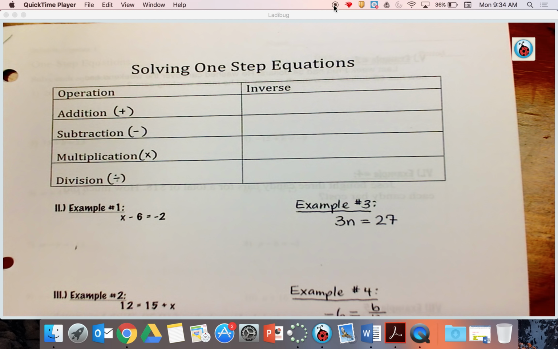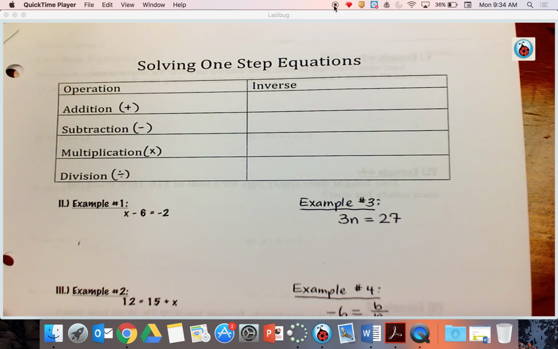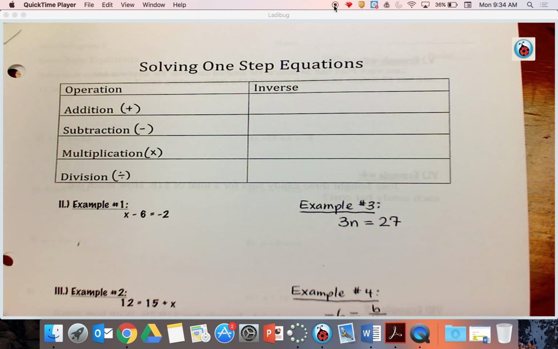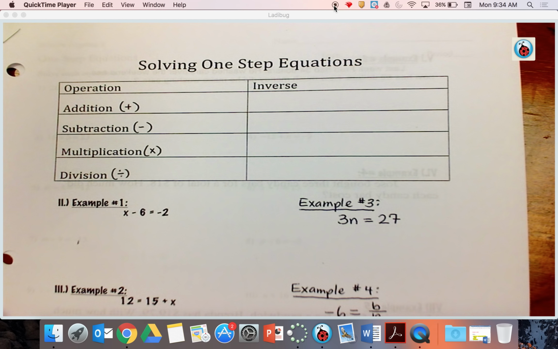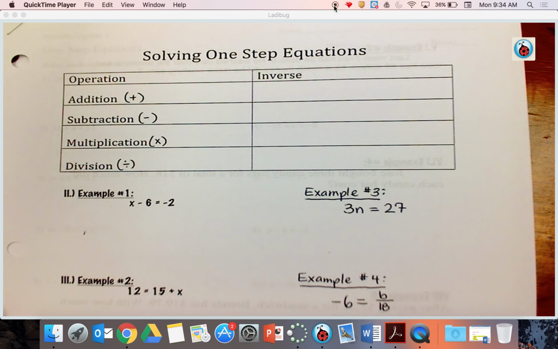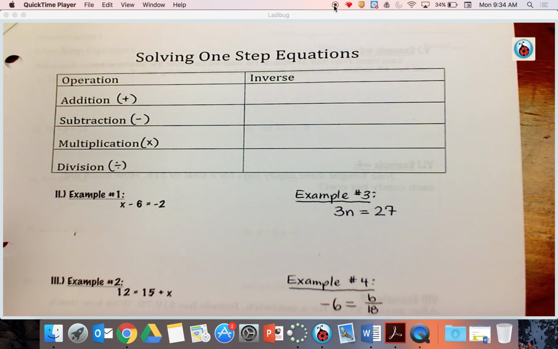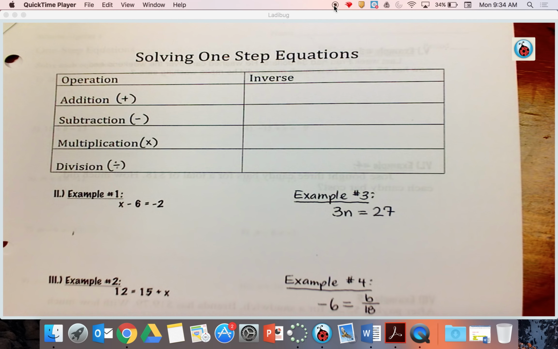Alright guys, this is your first one about solving one-step equations. Solving one-step equations is pretty simple to do. This pretty much involves just one step to solve for the missing variable. So what I'm trying to find is my missing variable, and it just takes one step to find it.